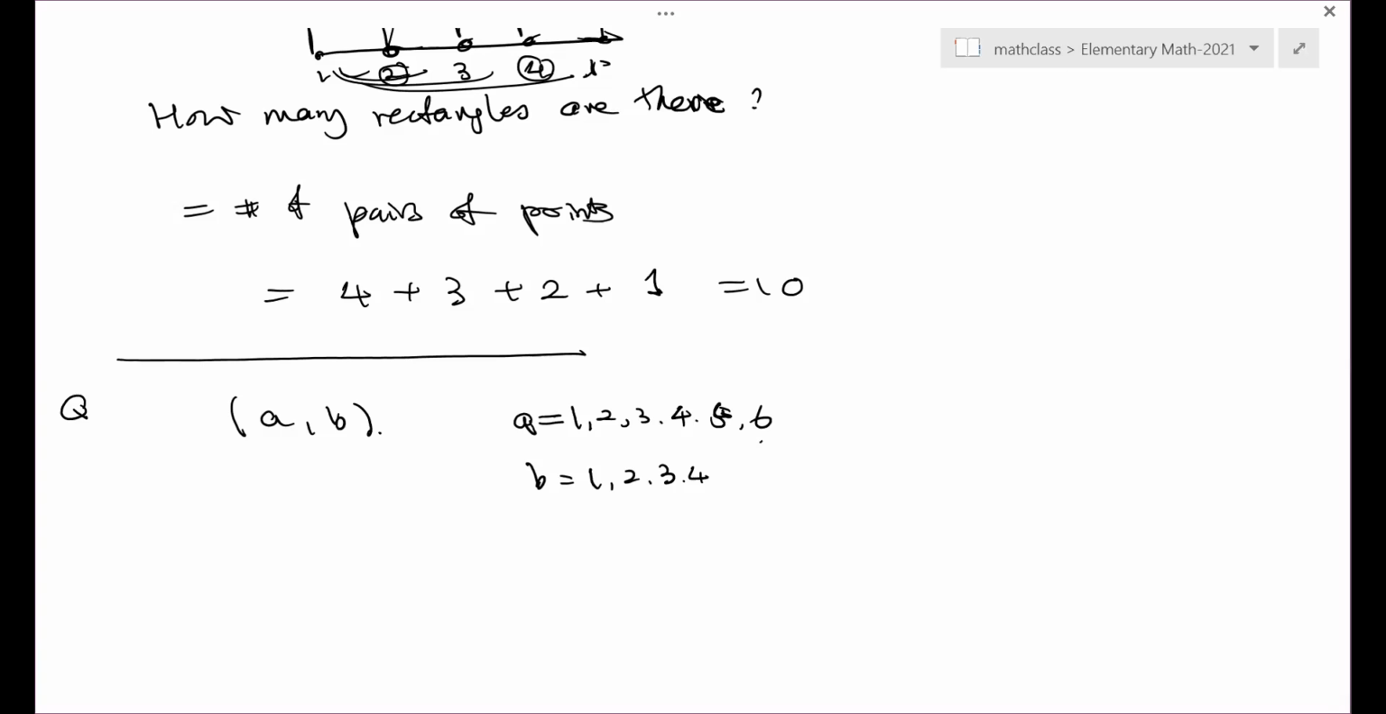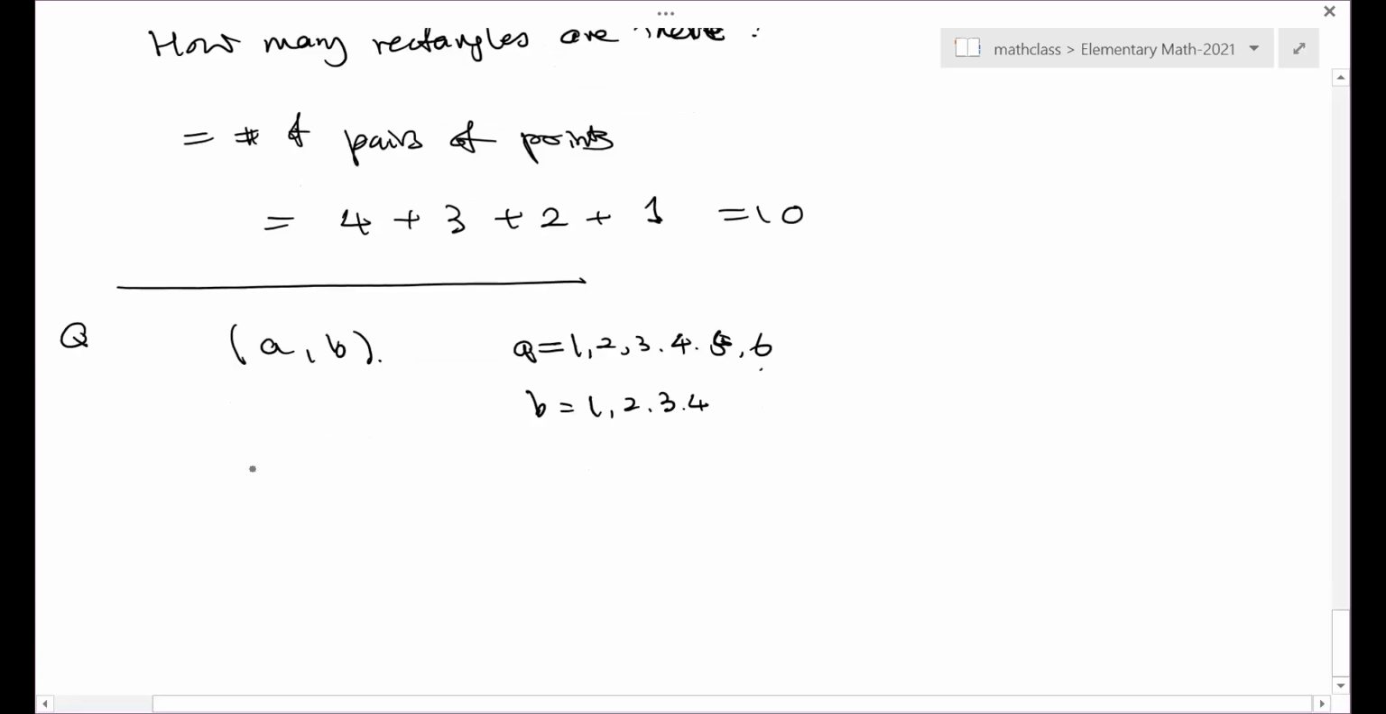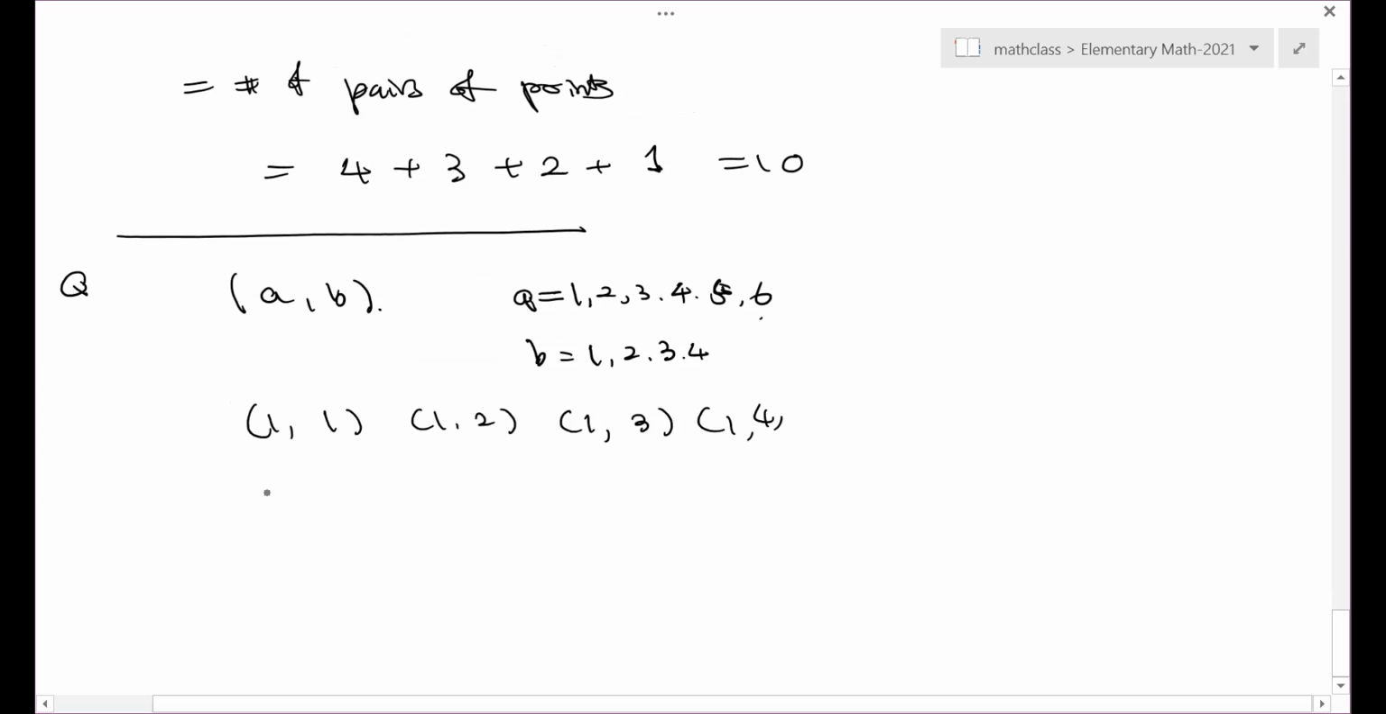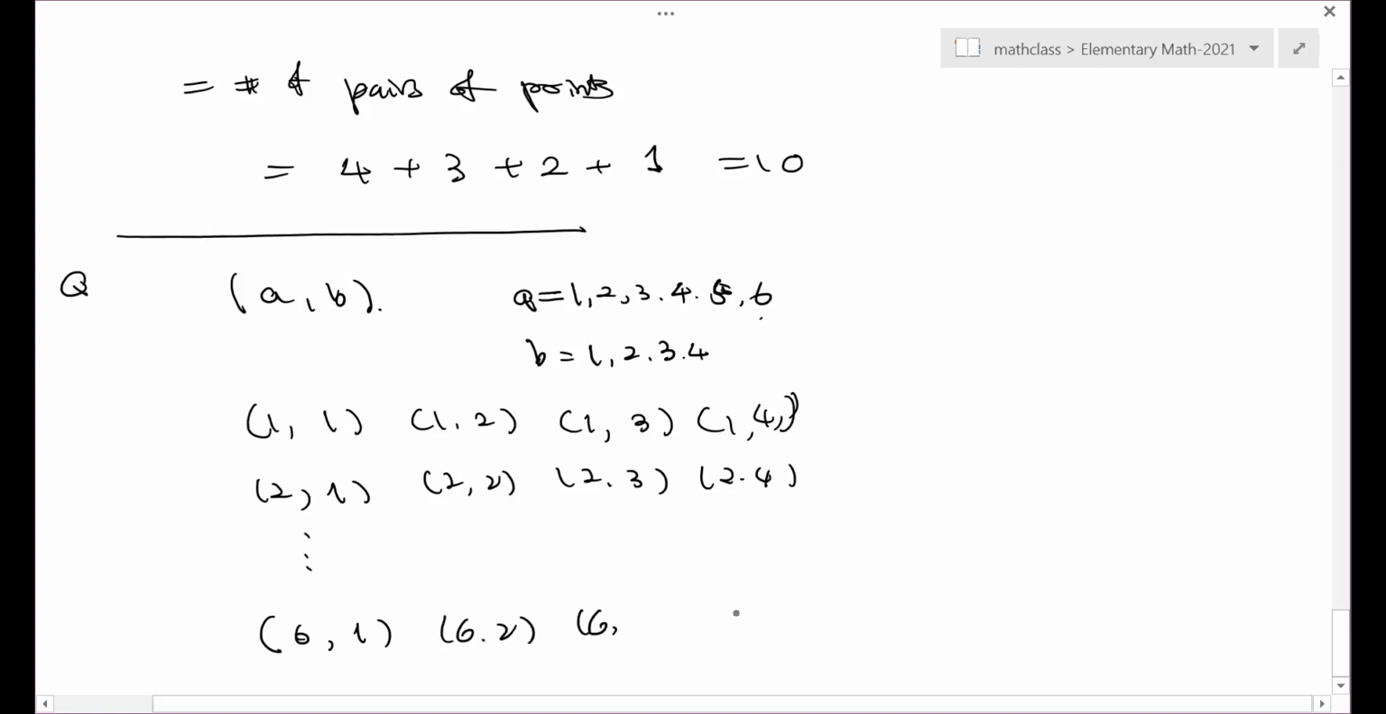So you're going to get, right? The way we do it is you list all of them. When A equals 1, then B can be 1, 2, 3, 4. Then when A equals 2, we have 2,1, 2,2, 2,3, and 2,4. And keep going. The last one will be 6,1, 6,2, 6,3, and 6,4.